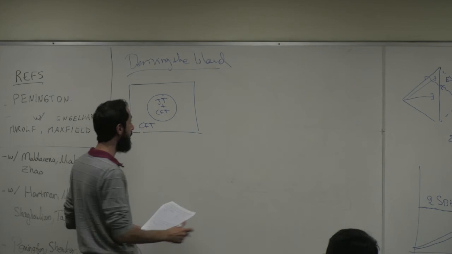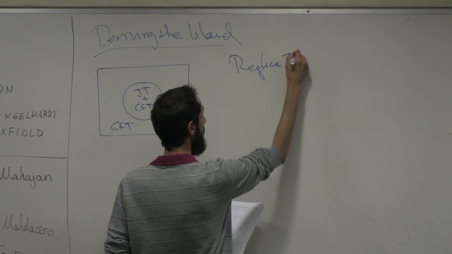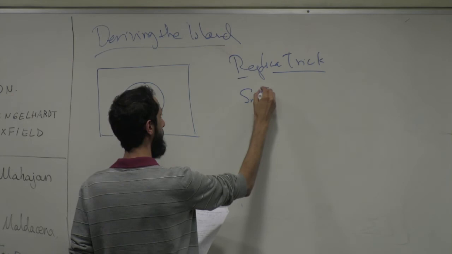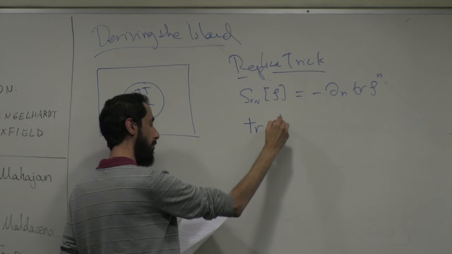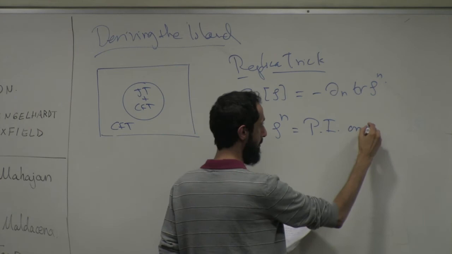And we compute the entropy using the replica trick, which says that the von Neumann entropy of rho is minus partial n trace rho to the n, and the key quantity here to compute is trace rho to the n, which is some path integral on some replicated manifold.